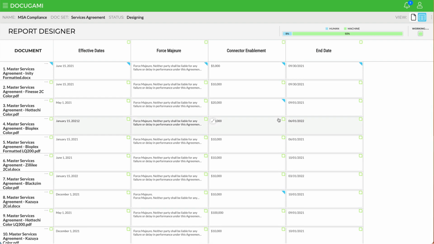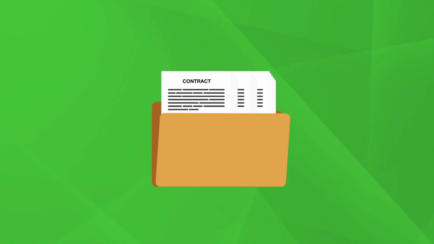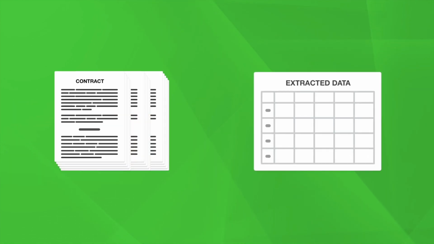From here, I can continue to work on this report, adding or removing pieces of data or columns. If I'm satisfied with the results, I can go ahead and export this as an Excel spreadsheet. From there, I can apply different things like filtering, sorting, pivot tables, you name it, to get the specific data out of it in the way that I need it. And that is how Dokigami can help you pinpoint compliance issues in your service agreements or other business documents.